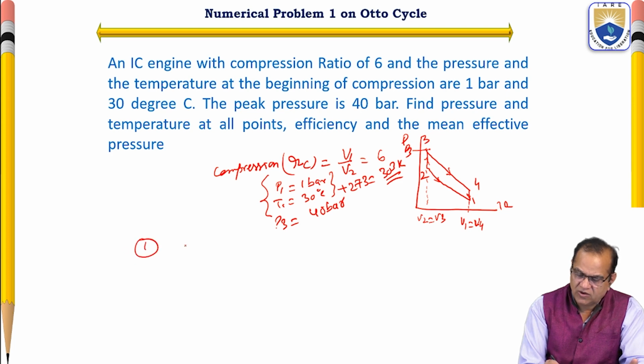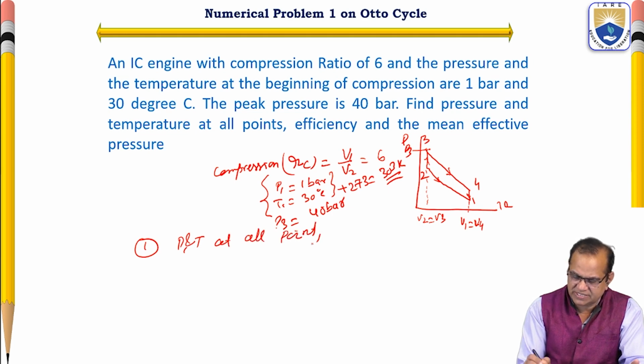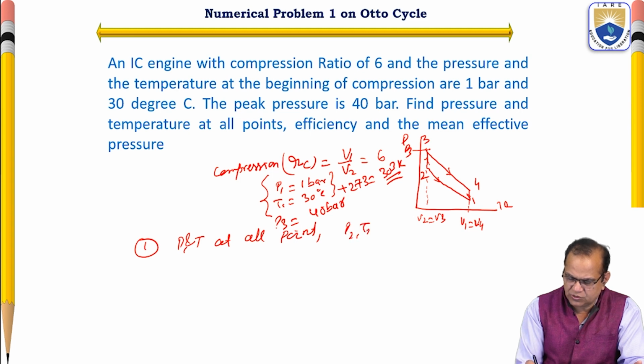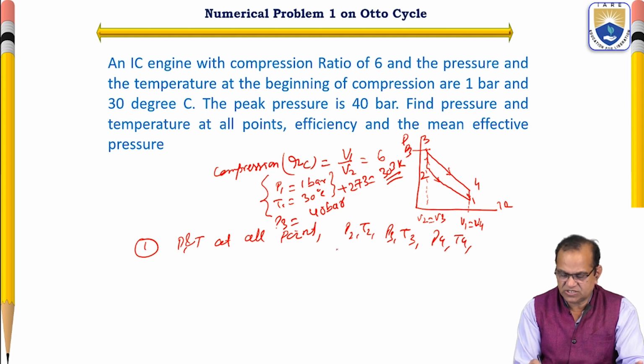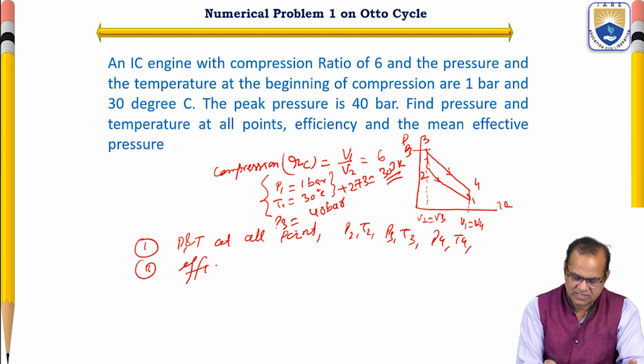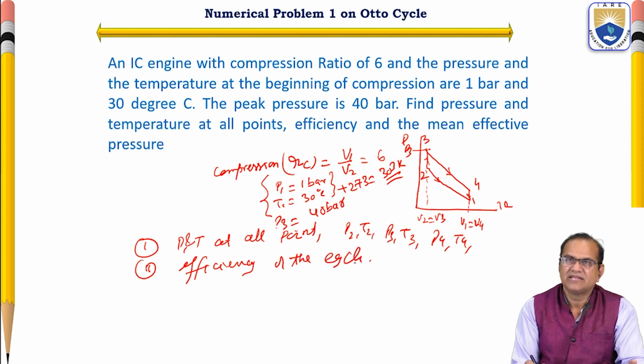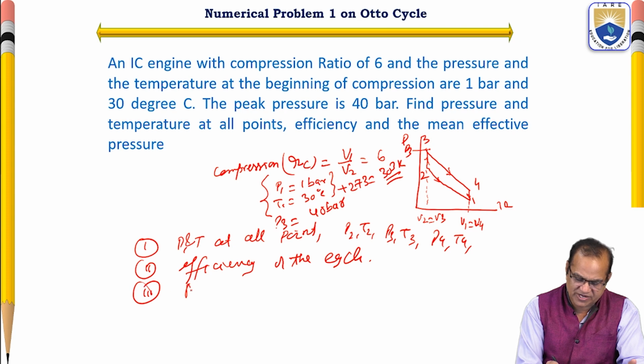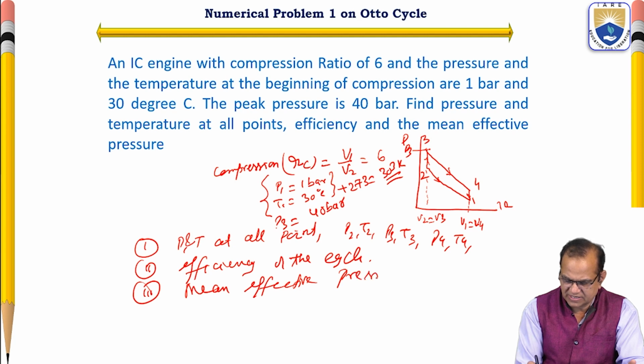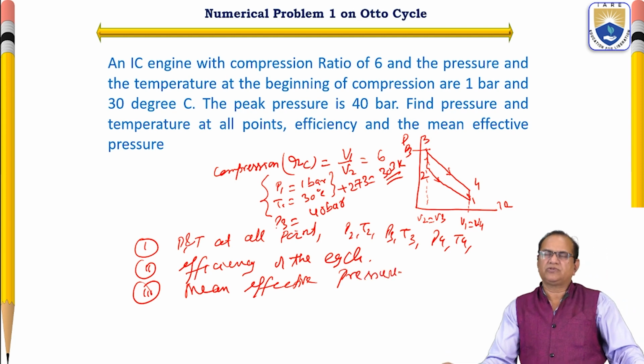What we have to find out? First, pressure and temperature, P and T at all points. All points means P1, T1 is given, P2, T2, P3, T3, P4, T4. These things we have to find out. Second thing, efficiency of the cycle, that we have to find out. And third one is the mean effective pressure. This we have to find out in this problem.